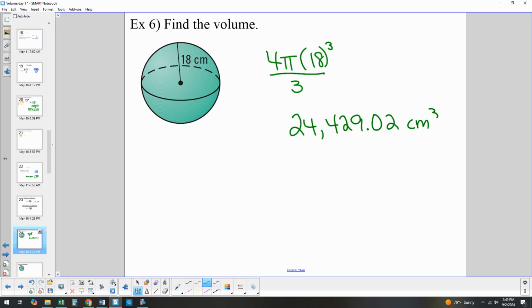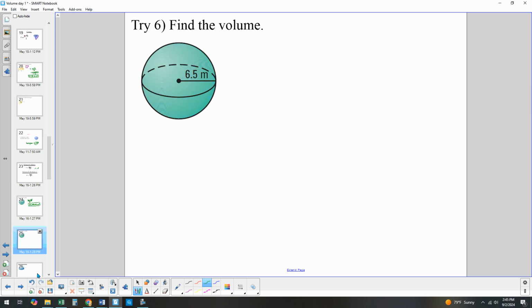And I got a very large number, 24,429.02 cubic centimeters. So here's one for you to try. If you'd like to pause, answers are posted online.